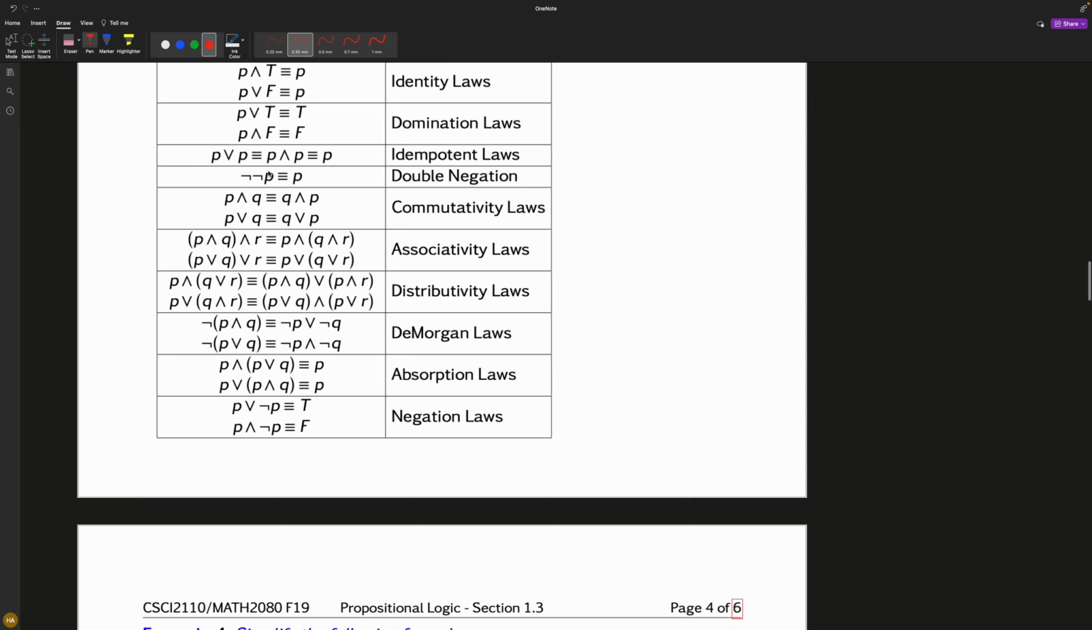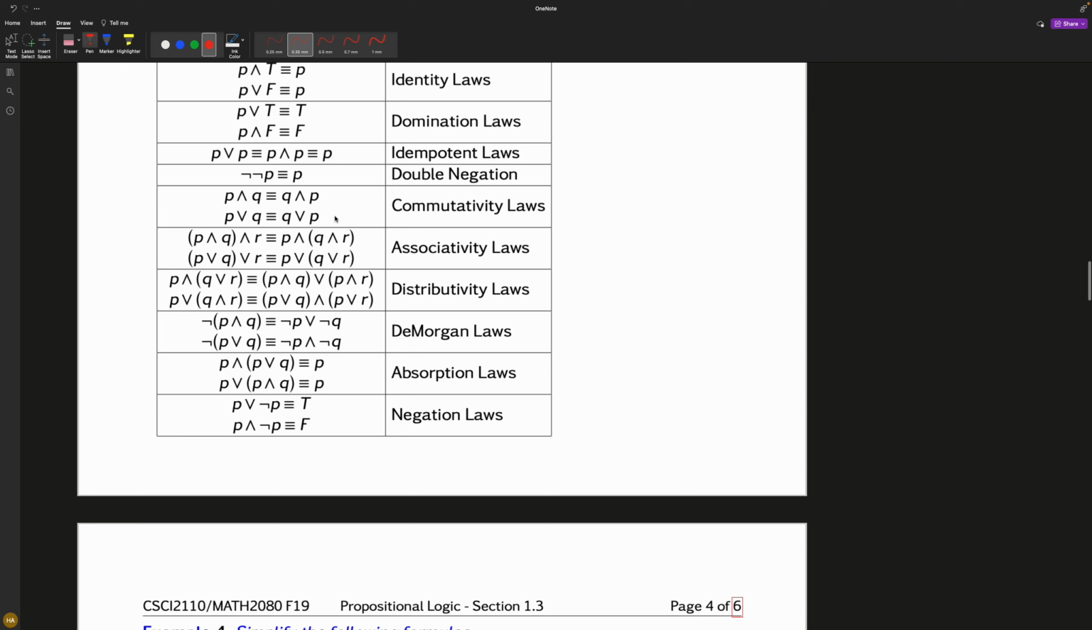Can't spell. Commutative laws. You can read it, okay? P and Q is the same as Q and P. Like saying you and me is the same as me and you. Well, actually, it's you and I. That sounds weird. Englishing. So same thing as P or Q or R. You can switch it up if you want. Doesn't really matter.